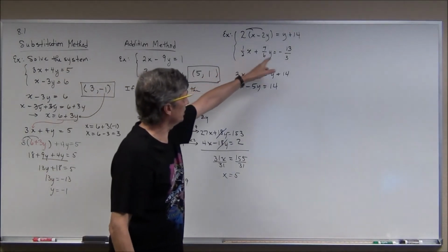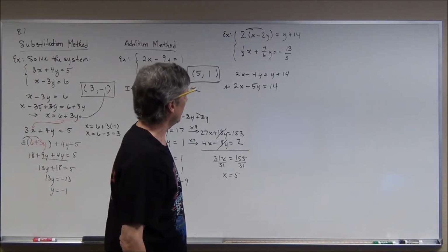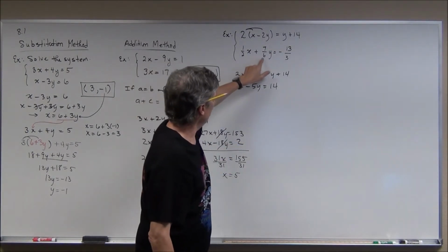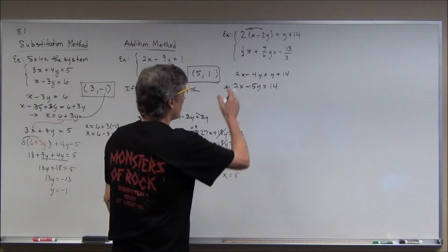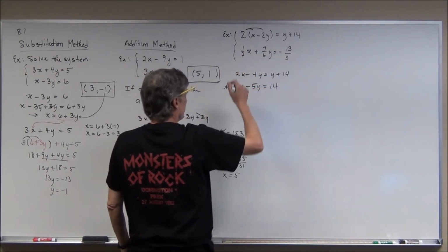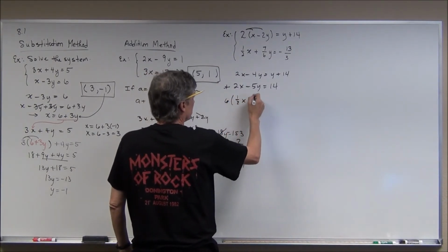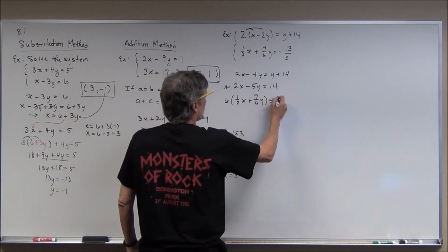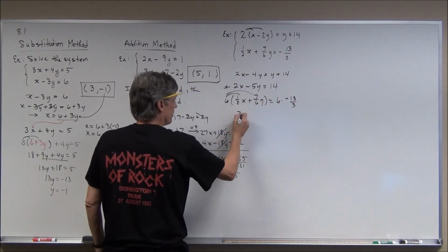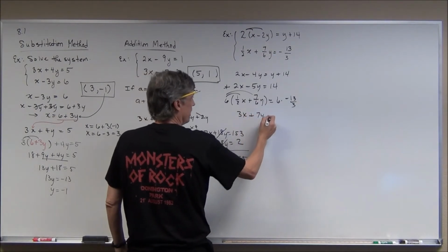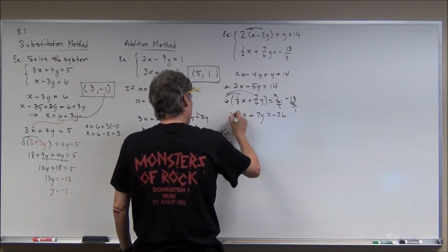Now this guy here, it's got the variables on the same side. I'm just not too crazy about those fractions. So the denominators are 2, 6, and 3. My least common denominator would be 6. I'm going to multiply through by 6 every term on both sides. So 6 times 1/2 x plus 7/6 y equals 6 times negative 13 thirds. Distributing, I have 3x plus 7y is equal to negative 26.